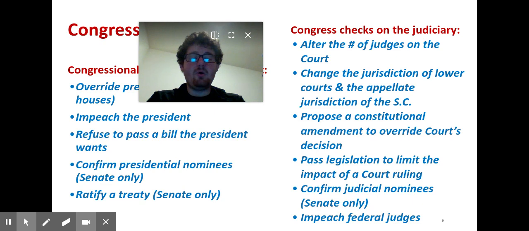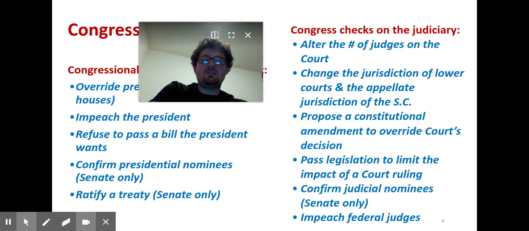They can propose constitutional amendments to override court decisions. So say Congress passes a law and the Supreme Court says that law is unconstitutional. Congress could hypothetically propose an amendment to the Constitution to make that law constitutional.